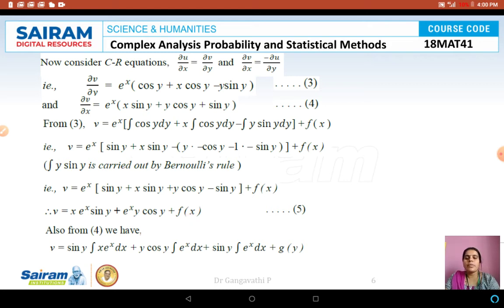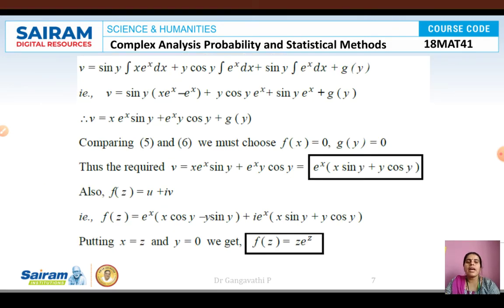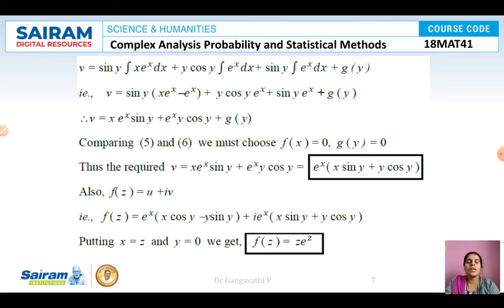Now also from equation 4 we have, so there are two expansions for v. Now we have to combine them and write them by using the repeated term as it is, and find out the functions f of x and g of y. So this is what we have written, and v is x e power x sin y plus e power x y cos y plus g of y.